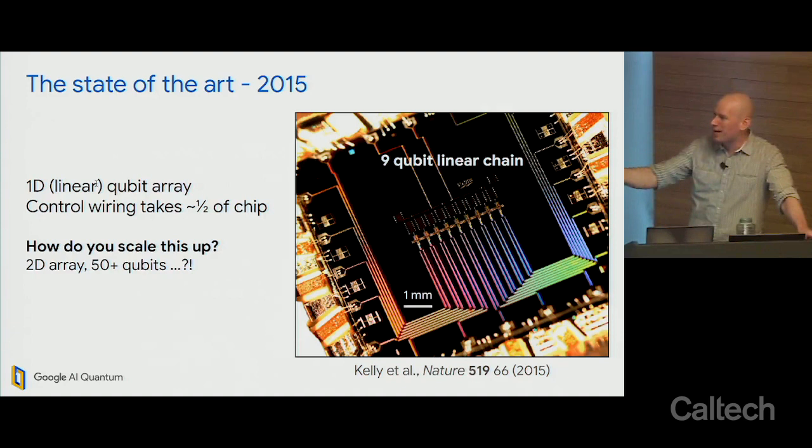So if we're looking at this, the key question that you need to ask yourself 4 years ago is, how do you scale this up? How on earth are you going to turn this technology into a two-dimensional array with 50 plus qubits? Brute force scaling, copy-paste, is not going to do it. So a lot of important inventions and innovations needed to take place.